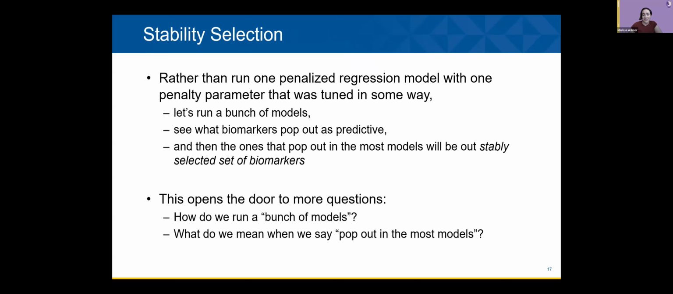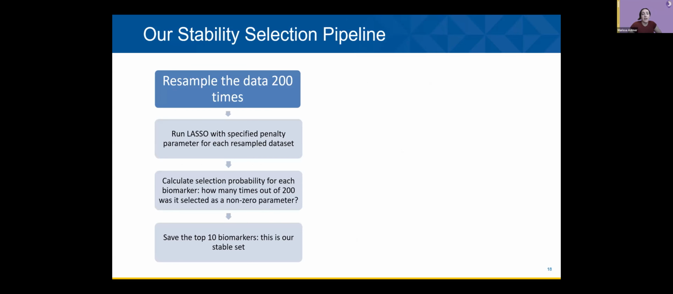Based on what I just said, you probably have more questions. How do we run a bunch of models? What do I mean by that? And what do I mean when I say these will pop out in the most models? Which ones will pop out in the most models? What does that mean? Our stability selection pipeline is what's innovative to this specific situation, something that we've developed to specifically answer our question.